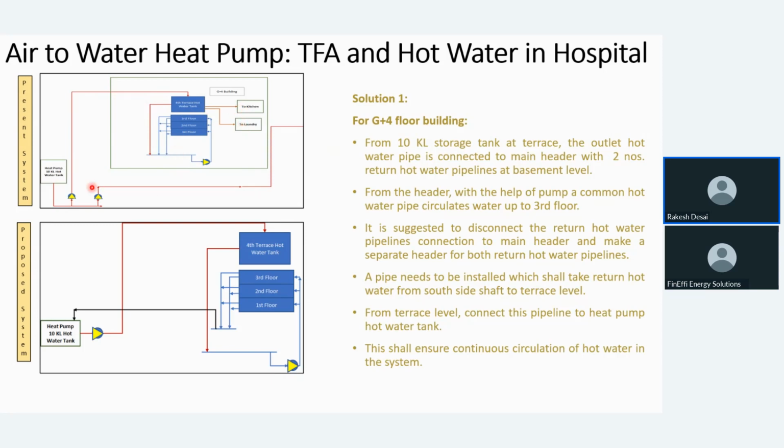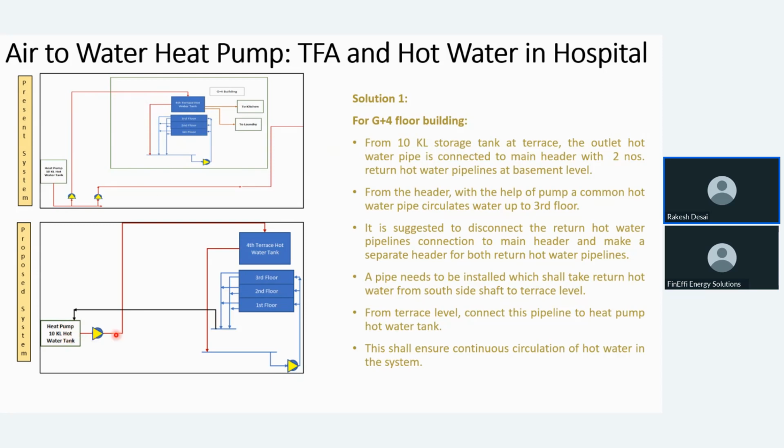So we suggested to them that first of all, do not interconnect both the lines together. Whatever water is coming around from the respective floors, you put it back into the heat pump tank so that a closed loop system can be generated.